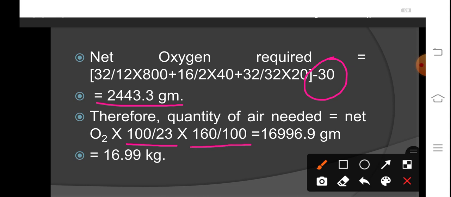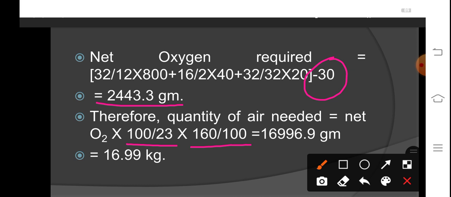It is given that 60% excess air is supplied. Each and every combustion requires 100% oxygen, right? And 60% is excess to it. So 100 plus 60 will be 160. So 160 upon 100 is the multiplication factor which we need to consider during the calculation.